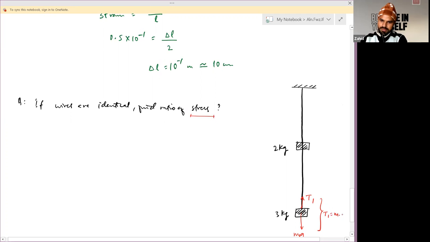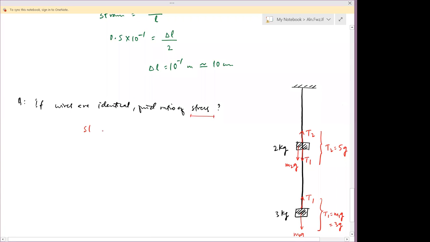So T1 will be M1 times G. Similarly, at this point, T1 will be along this direction. Mass of this block is 2 kg, so there will be another force along this direction, M2G. So total upward tension, T2, will be equals to total downward force, that is T1 plus M2G. So T2 will be equals to T1 which is M1G, M1 is 3, so 3 times G, plus M2G, and M2 is 2 kg, so it will be total of 5 times G. Ifra, is it clear?